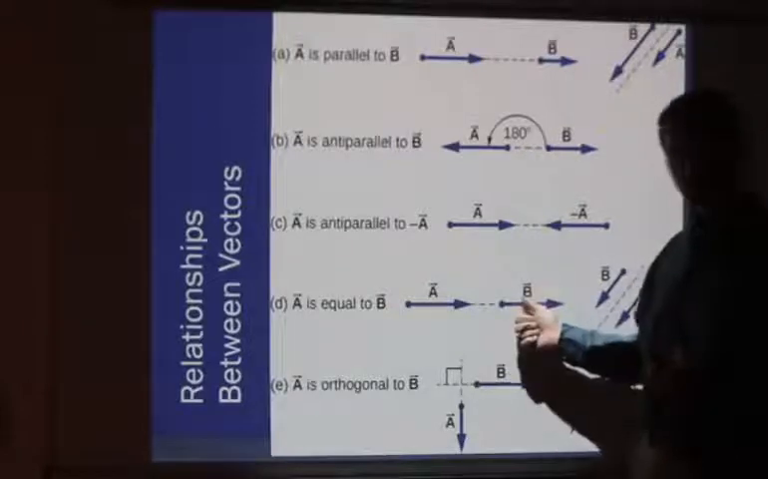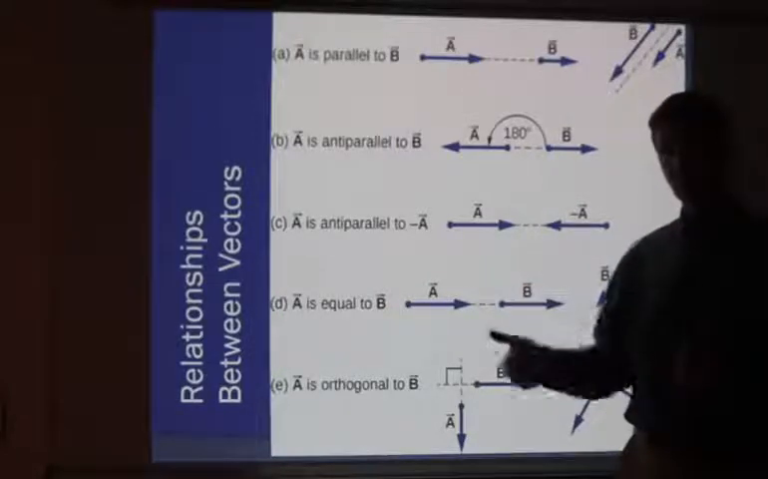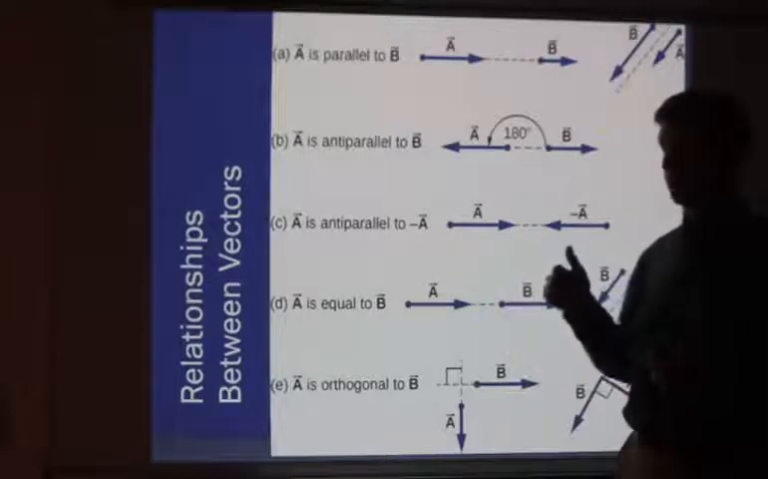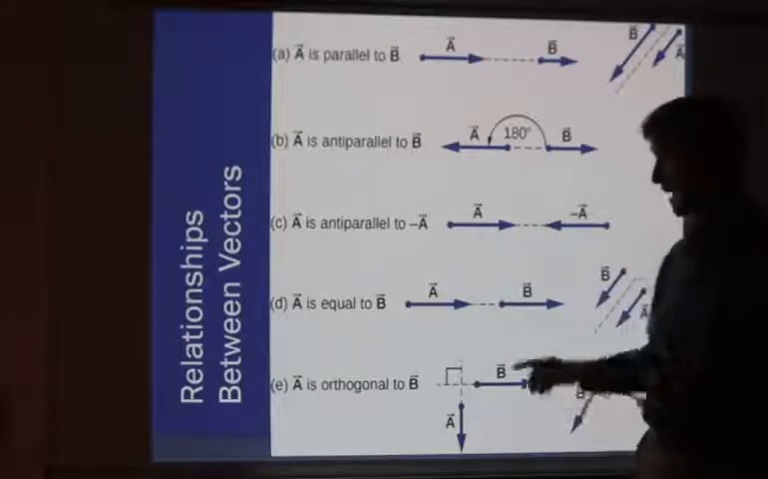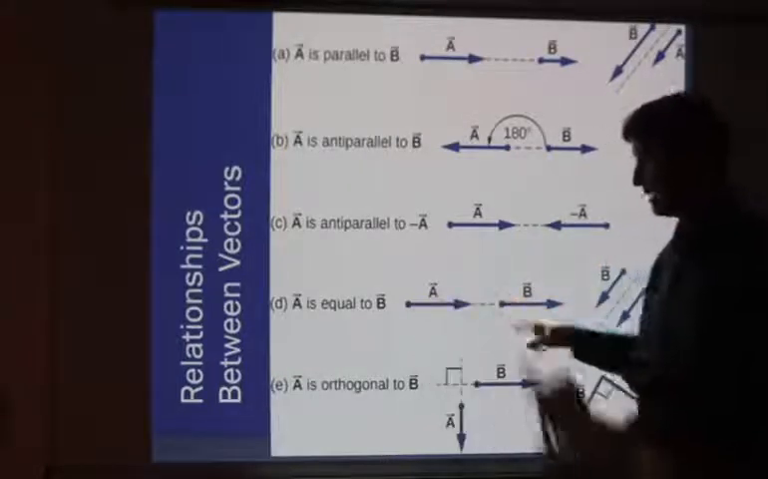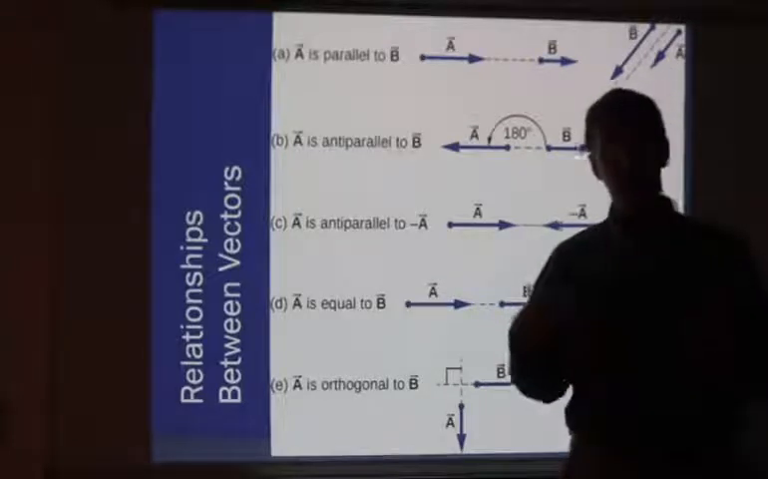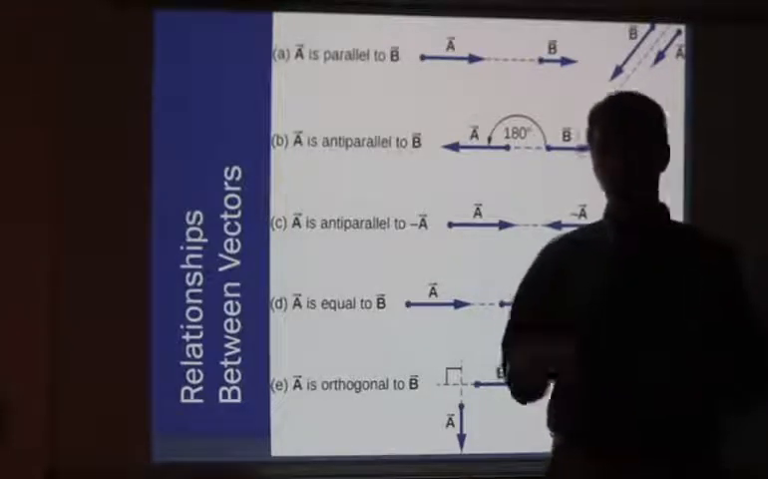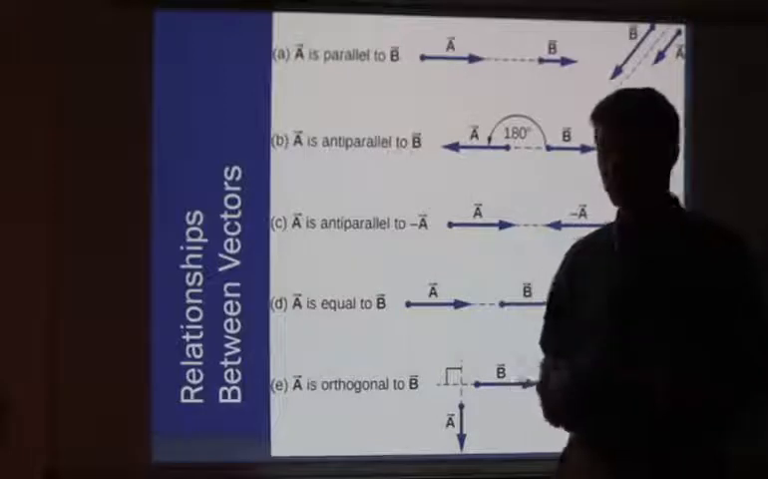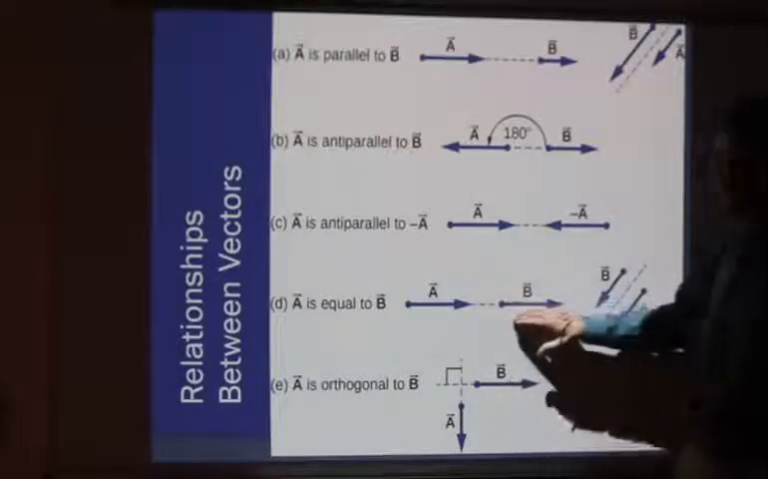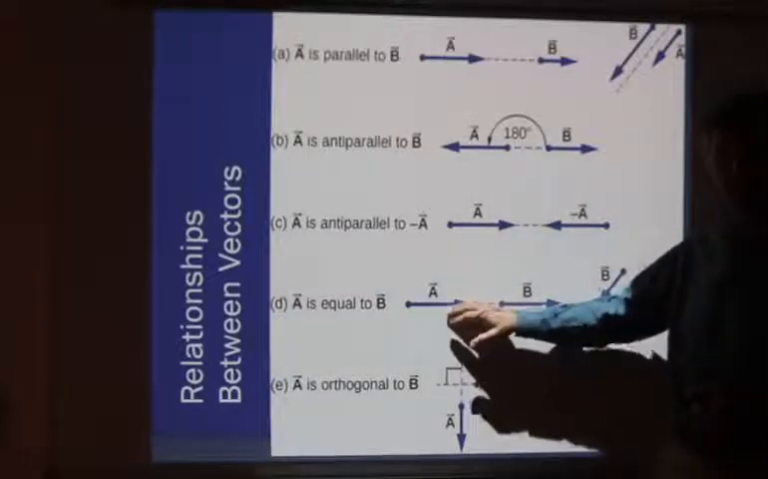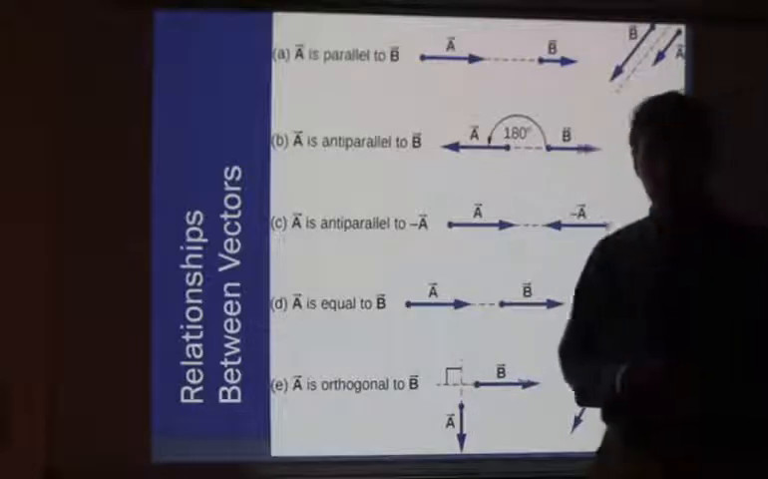Vectors are equal to one another if the direction is the same and their magnitude is the same. It doesn't matter where their origin is. A and B both have different origins here, so they represent vectors at different points on my diagram. All right? But we say they are equal because the magnitude is the same and the direction is the same.